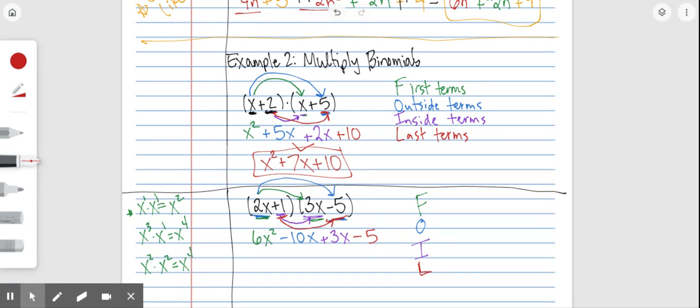And then I combine like terms just like I did before. So I get 6x squared, because there are no other like terms, minus 7x minus 5. And that's because when I have a negative 10x and a positive 3x, negative 10 is a bigger number and it's negative. So I end up with a negative answer.